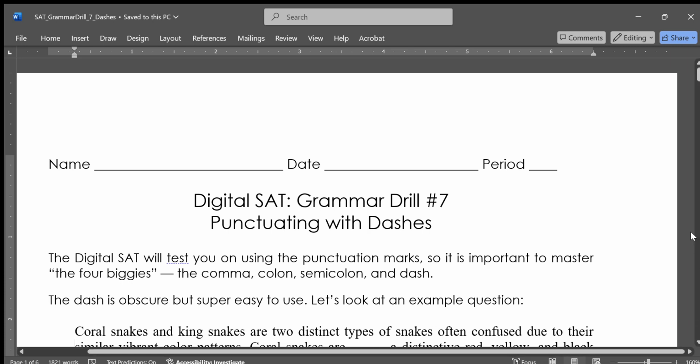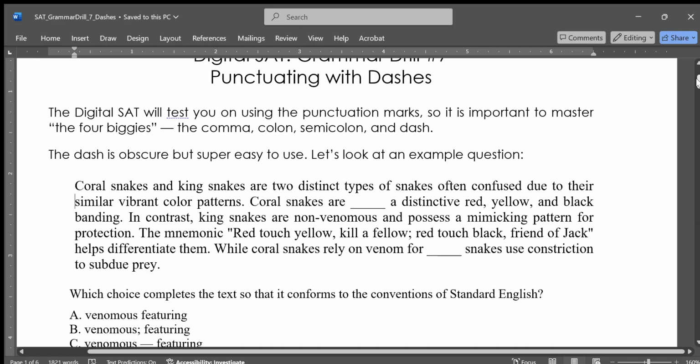So let's take a look at how we use the dash on the SAT. Remember, the SAT is going to test us on the four biggies. That means the comma, the colon, the semicolon, and the dash. The dash is a little bit obscure, but it's really super easy to use. Once the SAT was rewritten in 2016, they started using the dash more than they ever have before, so we want to make sure we understand how to use it.